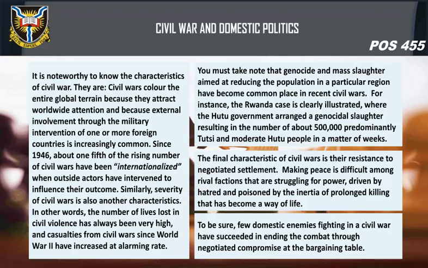In other words, the number of lives lost in civil violence has always been very high, and casualties from civil wars since World War II have increased at alarming rates. You must take note that genocide and mass slaughter aimed at reducing the population in a particular region have become commonplace in recent civil wars. For instance, the Rwanda case is clearly illustrated, where the Hutu government arranged a genocidal slaughter resulting in the deaths of about 500,000 predominantly Tutsis and moderate Hutu people in a matter of weeks.